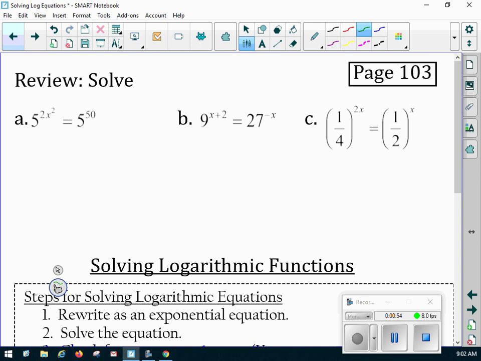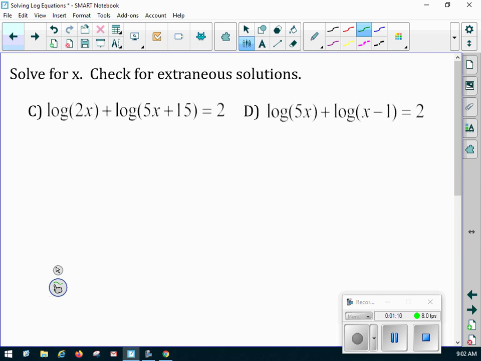Now, let's look at A. How would we solve equation A? 5 to the 2x squared equals 5 to the 50. Why do we set 2x squared equal to 50? Because they have the same base. So 2x squared equals 50.